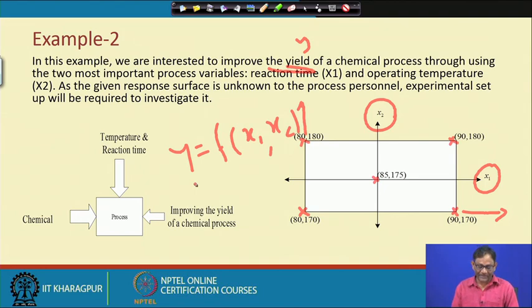So, you may be interested that there are some other variables which are not considered here, they may be acting as noise variables, so that their effect can be partialled out. So, in that case you may go for a robust design.